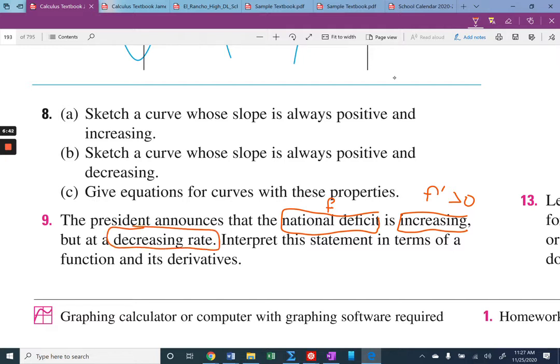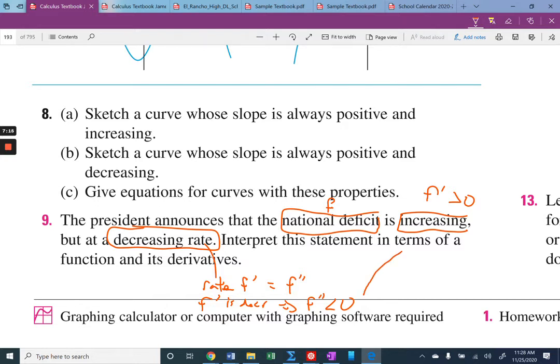So they're talking about the rate of f prime. But what is the rate of f prime? That's just the derivative of f prime, which is f double prime. And so at a decreasing rate means f prime is decreasing, which means that f double prime is going to be less than 0. So if we were to sketch a graph of f, it would have to be increasing and concave down. So it's going like this.